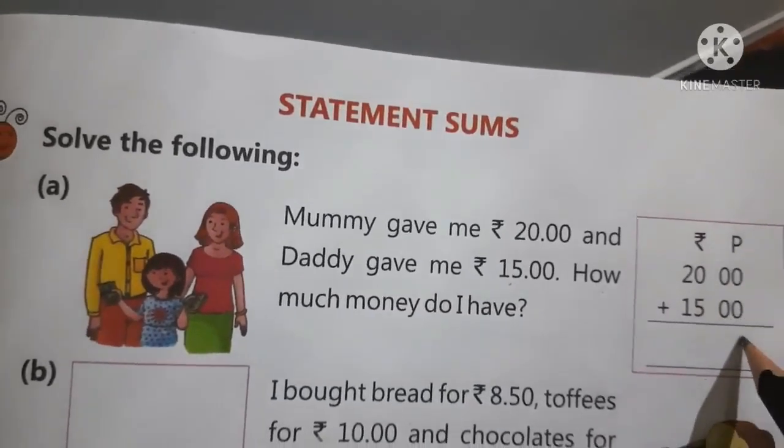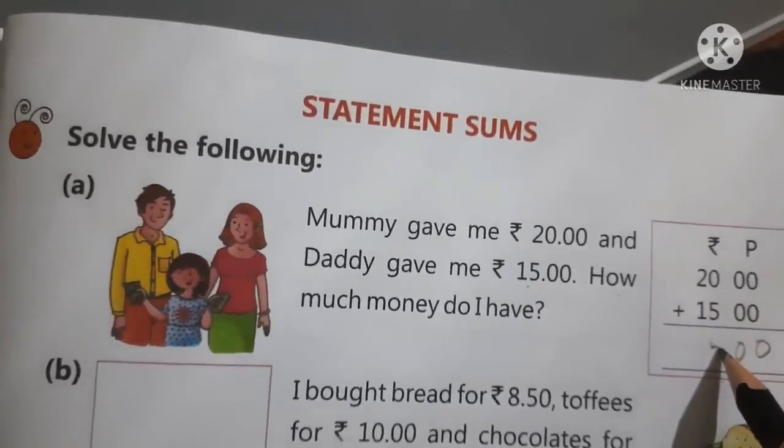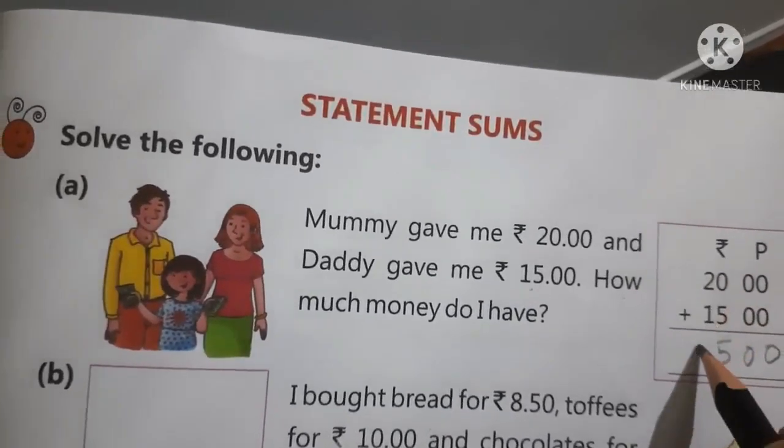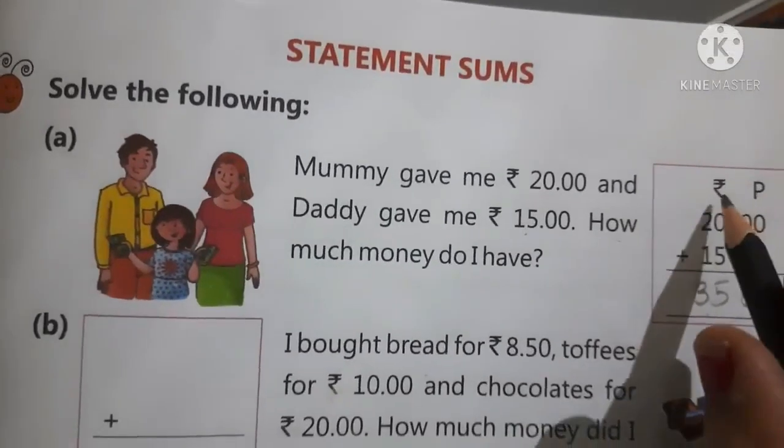0 plus 0 is 0. 0 plus 0 is 0. 0 plus 5 is 5. 2 plus 1 is 3. So we have 35 rupees.